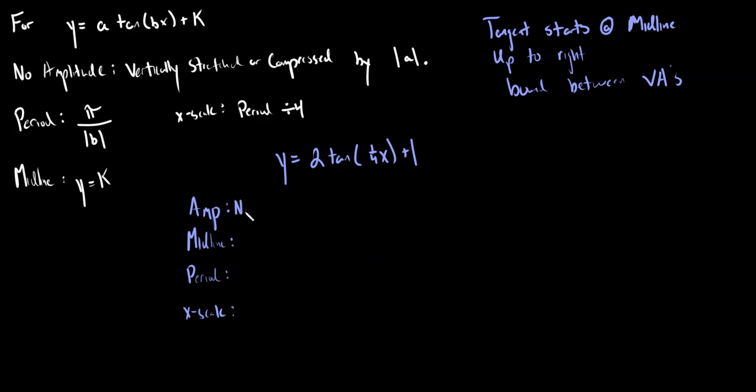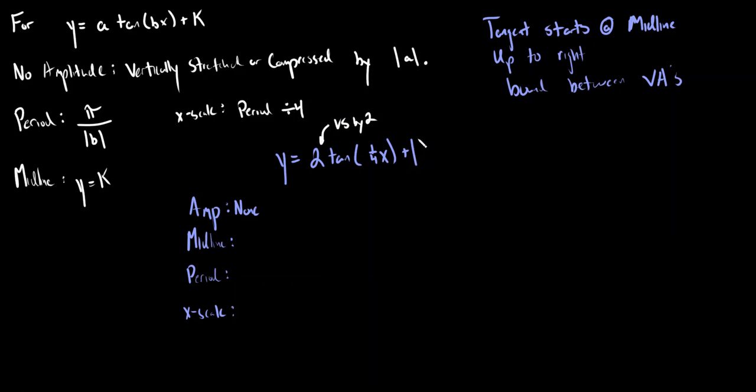Okay, so let's go ahead and find these. Amplitude, well, there is none. Remember, tangent does not have amplitude. Actually, sine and cosine are the only trig graphs that actually have an amplitude. The three reciprocal functions, cosecant, secant, and cotangent, none of them have an amplitude as well. So sine and cosine are very unique in that way. Okay, so there is no amplitude. However, it is being vertically stretched by 2. Okay, so we're going to use that in a fairly similar way that we use the amplitude.